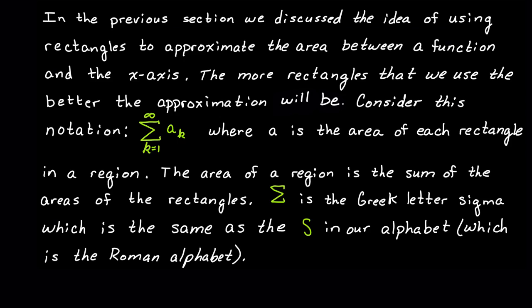All right, so in this section we're going to be talking about indefinite integrals, what they are, where they come from, how we evaluate them. So in the previous section, we discussed the idea of using rectangles to approximate the area between a function and the x-axis, and that was called our Riemann sums. The more rectangles that we used, the better the approximation will be.